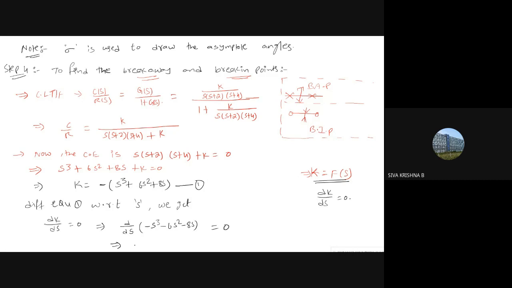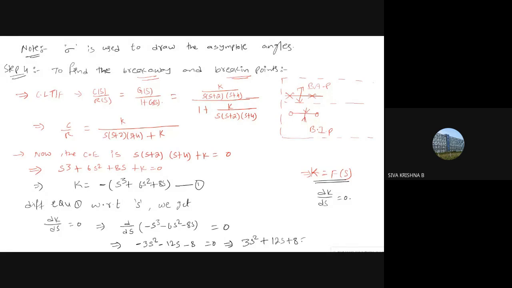Minus s plus s. Minus 3s square minus 6s plus 12s minus 12s minus 8 minus 8 equals 0. And then from this you can take minus common, right? Yes, sir. So now it is 3s square plus 12s plus 8 equals 0.